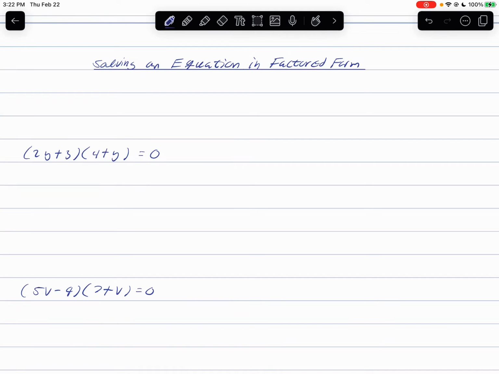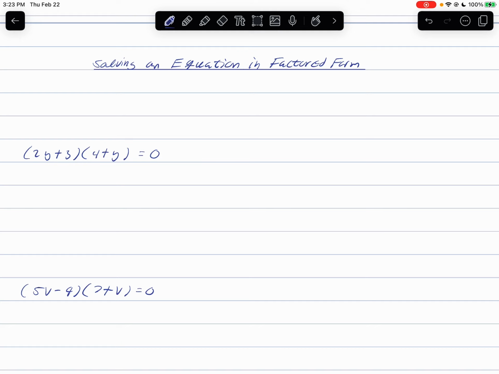In this video, I want to talk a little bit about solving an equation that's already written in factored form. So far we've talked about factoring expressions, and now we're going to actually be dealing with equations. So typically in algebra, we solve equations by first setting them to 0 and then figuring out what values of y will make the equation equal to 0.